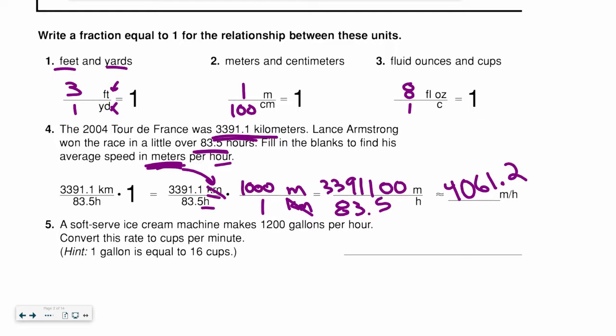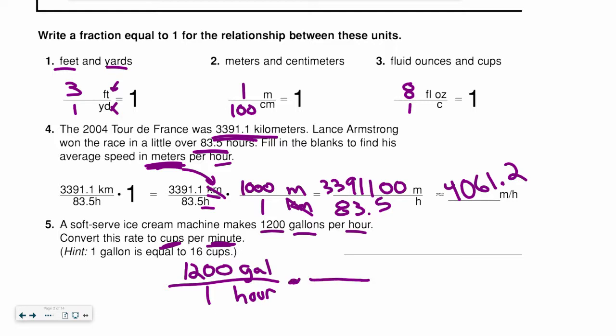So I start off with 1,200 gallons per 1 hour. And I want this rate in cups per minute. So I need to change both of these. What I do is I multiply by another fraction. Let's convert to minutes first. If hours is on the bottom here, I need an hour up here. So I know 1 hour is 60 minutes.